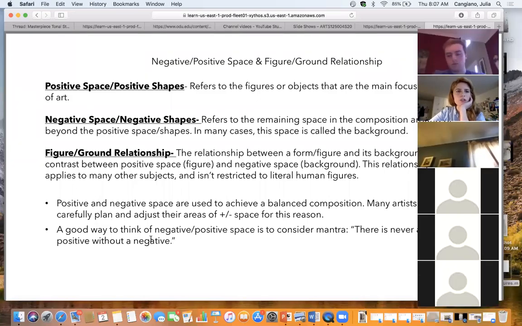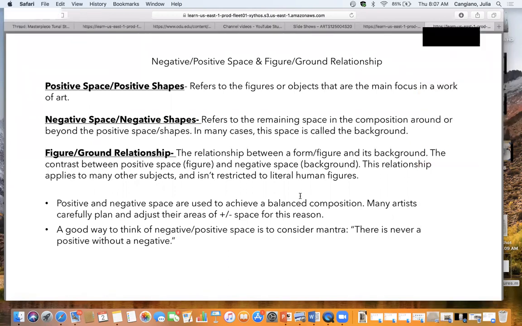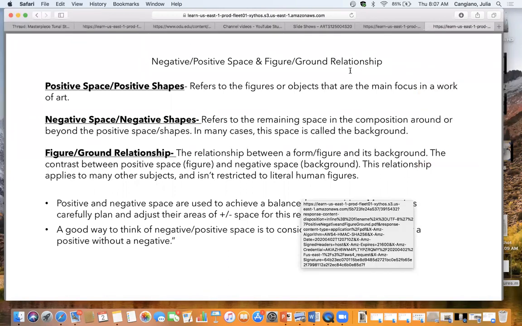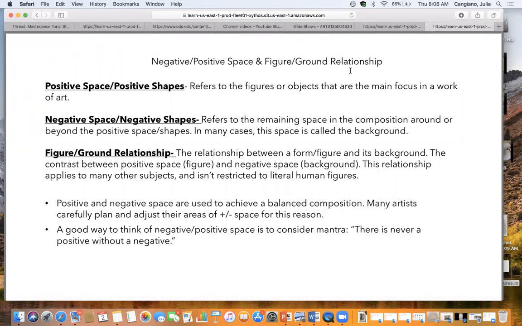Start to explain what they are. So the positive space in a work, that is the figures or the objects that are the main focus. So if you're looking at like a still life painting or something, you have all these objects on a table. Those would be the positive objects, and then the space behind it most of the time is going to be the negative space. So it's like considered inactive.